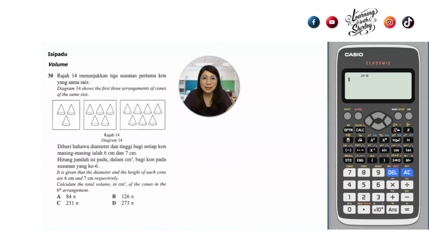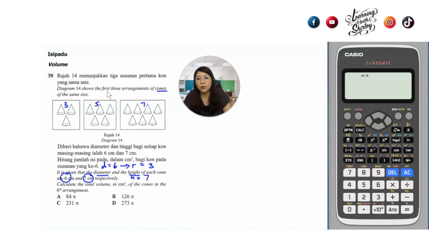Let's look at question number 30. Question 30 is on volume. Diagram 14 shows the first 3 arrangements of cones of the same size. In the first picture, there are 3 cones. Second picture, 5 cones. Third picture, 7 cones. It is given that the diameter is 6 cm and height is 7 cm. If diameter is 6 cm, the radius is half of it, 6 divided by 2 is 3 cm. The height is 7 cm.